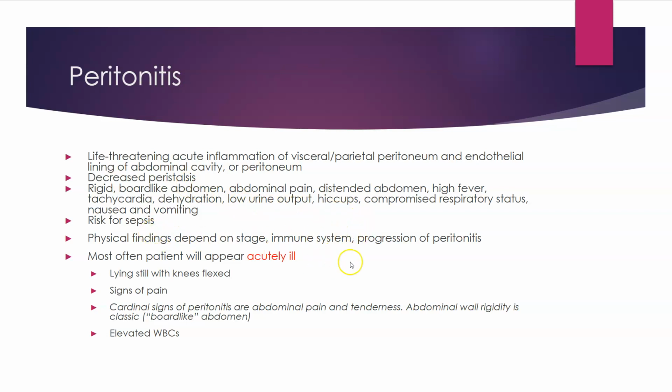So physical findings depend on how sick they are, how soon this has started, how long it's been going on, but they usually do not look well. They look acutely sick with this one. They'll often lay still, knees flexed, they'll have signs of pain, and the WBCs will be elevated.